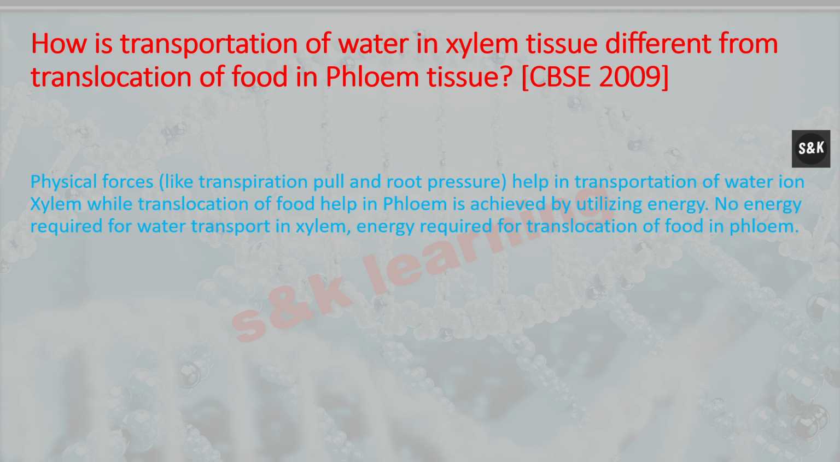How is transportation of water in xylem tissue different from translocation of food in phloem tissue? Physical forces like transpiration pull and root pressure help in transportation of water in xylem, while translocation of food in phloem is achieved by utilizing energy. No energy is required for water transport in xylem; energy is required for translocation of food in phloem.